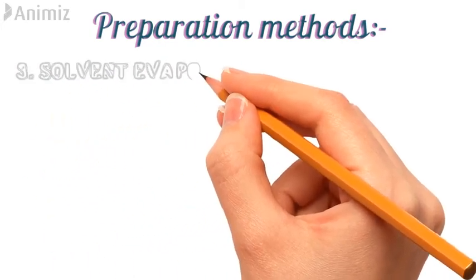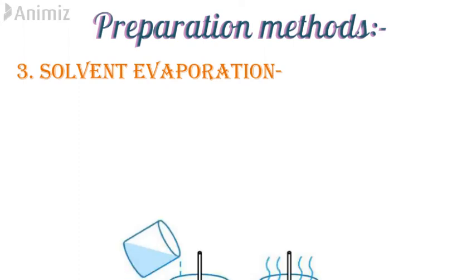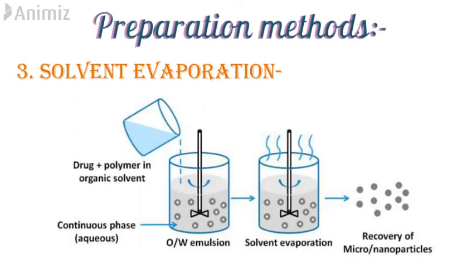The third method is called the solvent evaporation method, in which the drug and the polymer are dissolved in an organic solvent, which is added to a continuous aqueous phase. They are stirred to form an oil-in-water emulsion, and the solvent is evaporated to form microspheres.